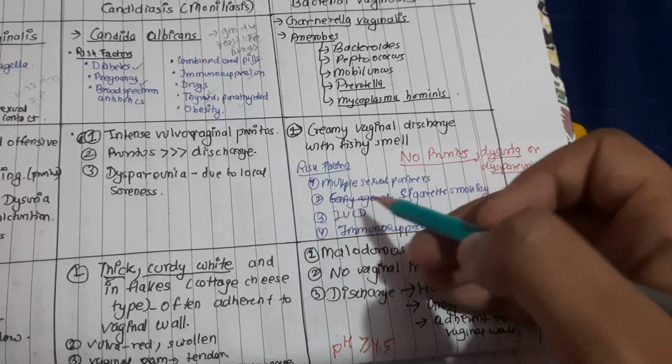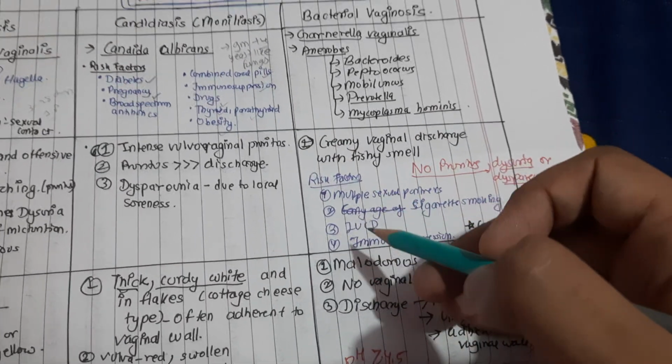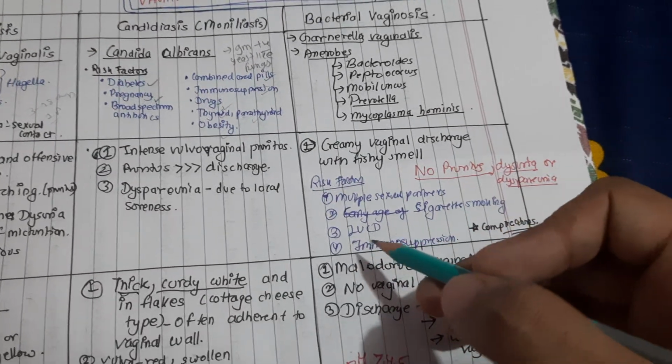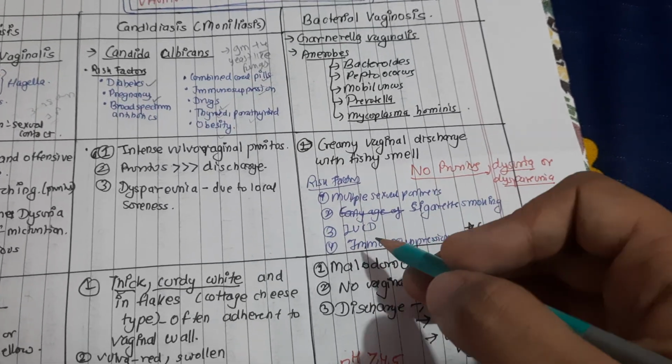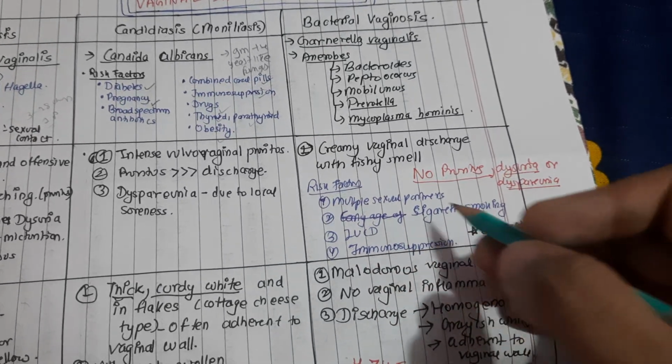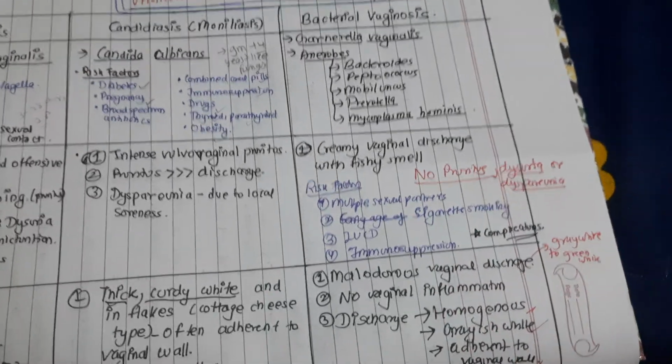And the risk factors for bacterial vaginosis are multiple sexual partners, cigarette smoking, IUCD use, immunosuppression. Cigarette smoking, IUCD, immunosuppression, these are the risk factors for bacterial vaginosis.